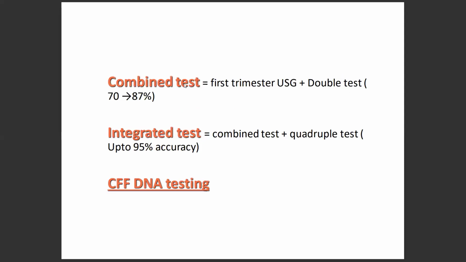Then we have the combined test. The combined test is done in the first trimester. This is a one mark question regarding the test. That is, combined test is equal to first trimester USG plus double test. So the combined test means the first trimester USG along with the double test, and the integrated test means the combined test along with the quadruple test. And also we have to go for DNA testing.